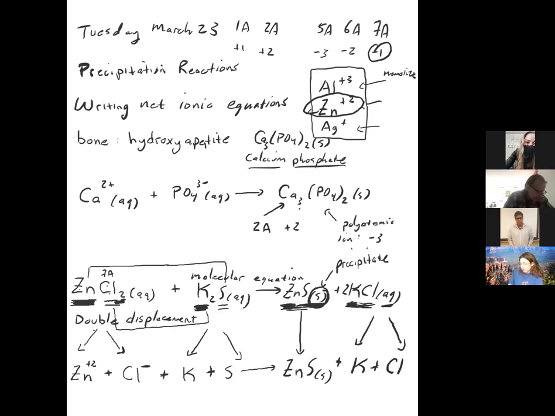Now let's go on to the second compound. Potassium is in group 1A. That's where potassium is. So that means it's +1. So I just write a plus.